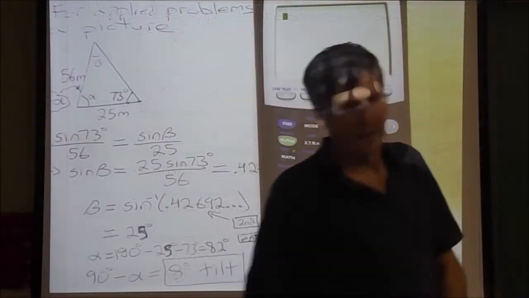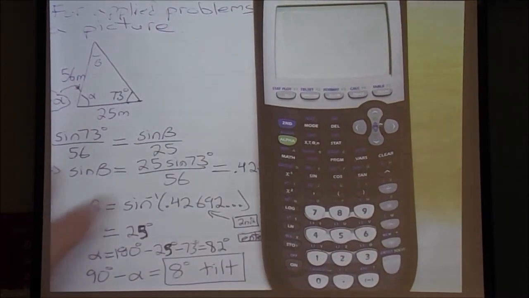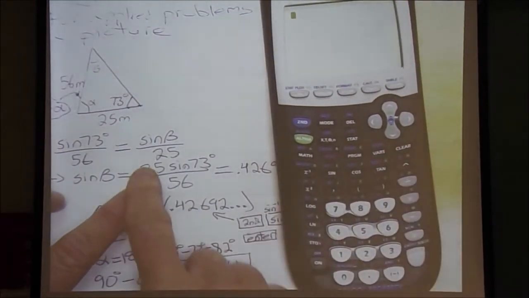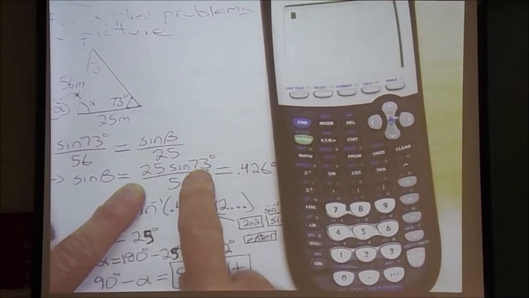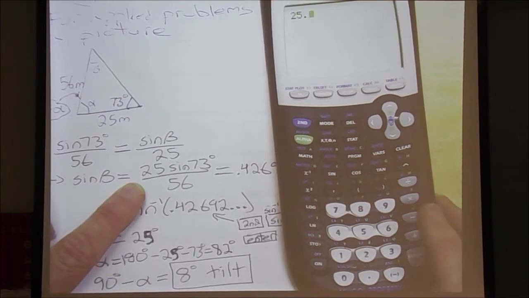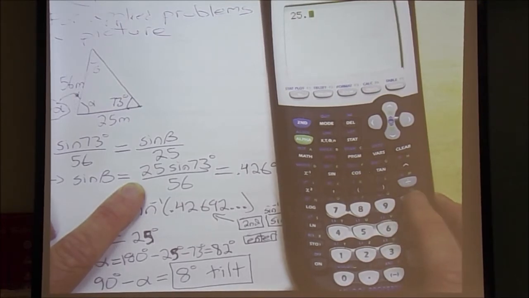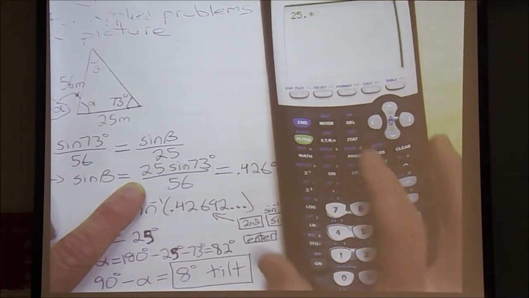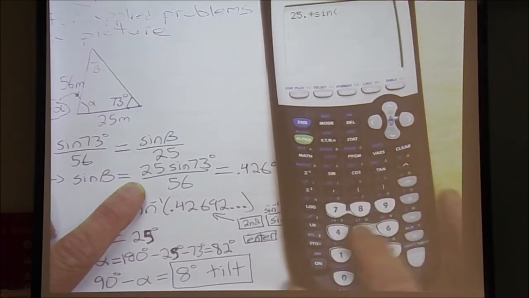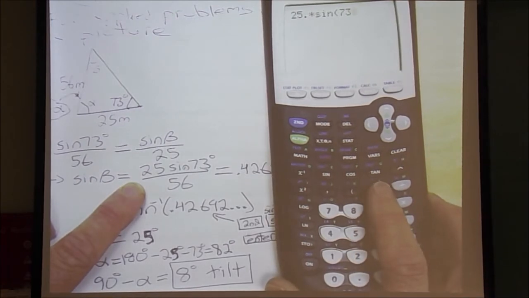All right, well, let's try this on the calculator now. I have to calculate 25 sine 73 over 56. I'll put 25 point, as though I was doing this on one of those computer algebra system calculators, just to make sure it gives me a decimal. You don't have to do that on this calculator. TI-84 doesn't do exact answers. Times sine 73. Here's a common mistake: forgetting to close your parentheses on one of these old calculators.